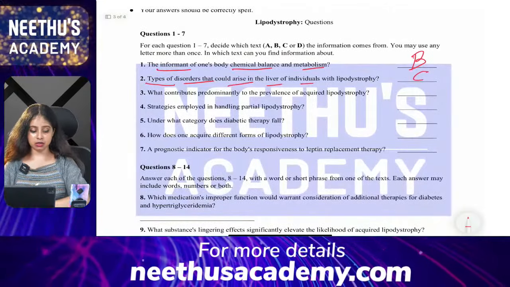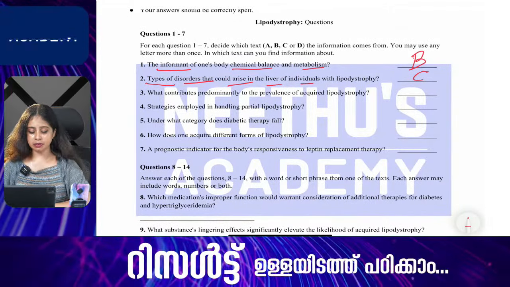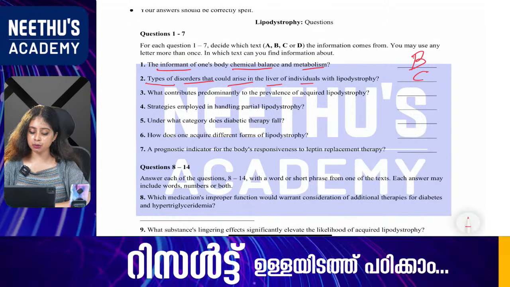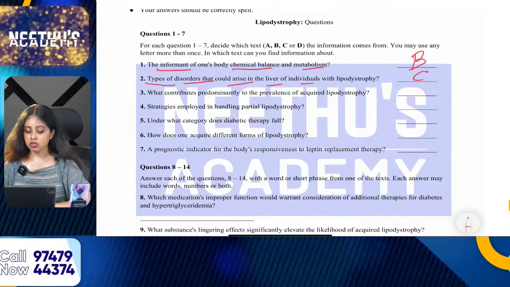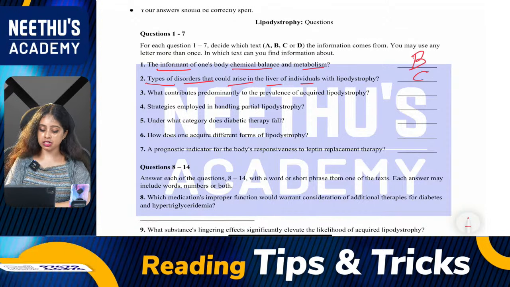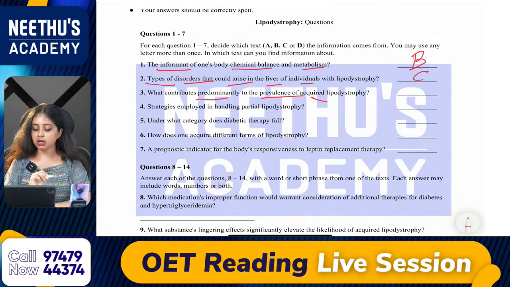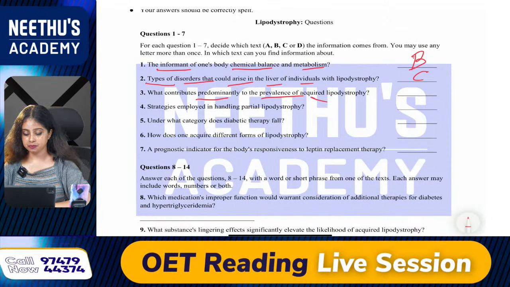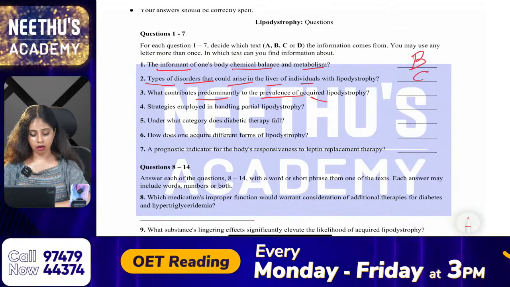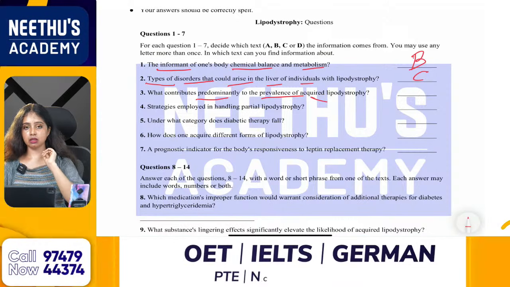Okay, third question. What about third question? What is the answer? Any idea? Please tell me what is the answer for the third question. What contributes predominantly to the prevalence of acquired lipodystrophy? Where is it mentioned? Any idea? Predominantly, prevalence, then acquired lipodystrophy. Where is it mentioned? And what is the answer to the question number 3?